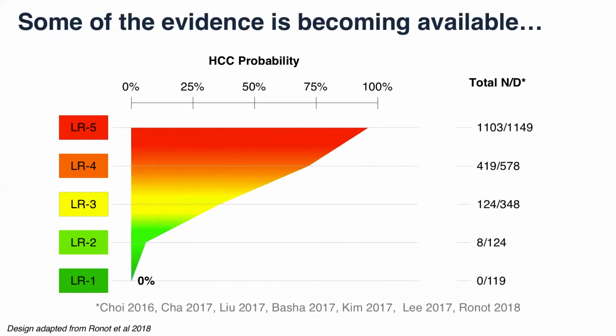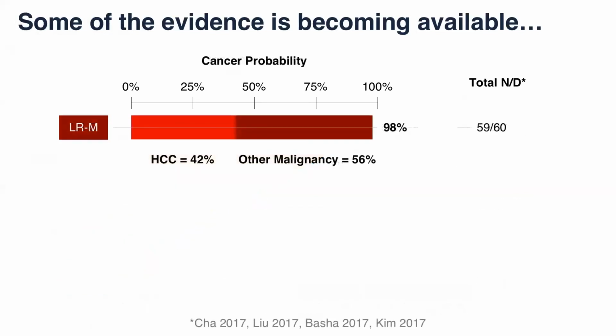So in the published literature, 0% of all LR-1s have been malignant, 6% of LR-2s have been malignant, 36% of LR-3s have been HCC, 72% of LR-4s have been HCC, 96% of LR-5s have been HCC. So this seems like it's working quite well. Now you might argue it's not perfect because we want this to be closer to 100%, but this system that we created seems to be working quite well according to the published literature.